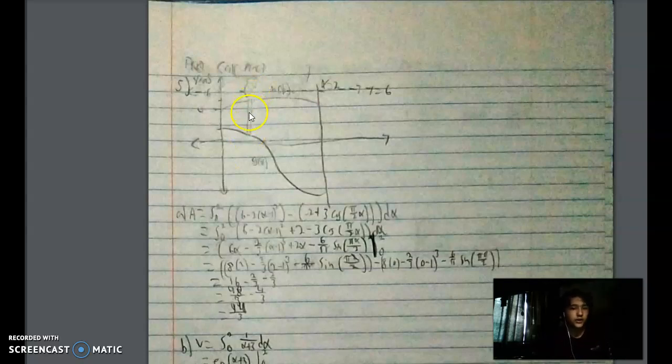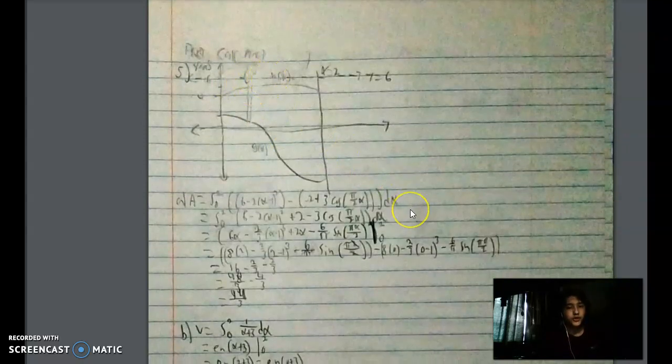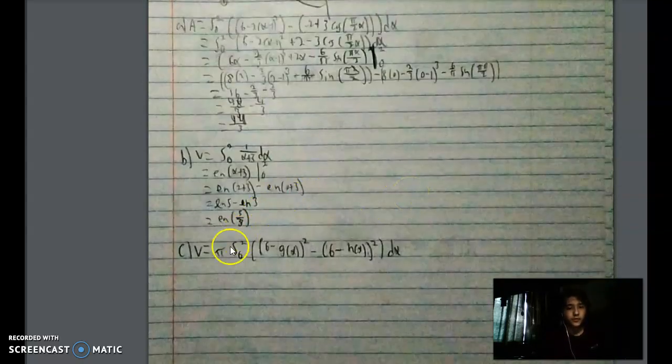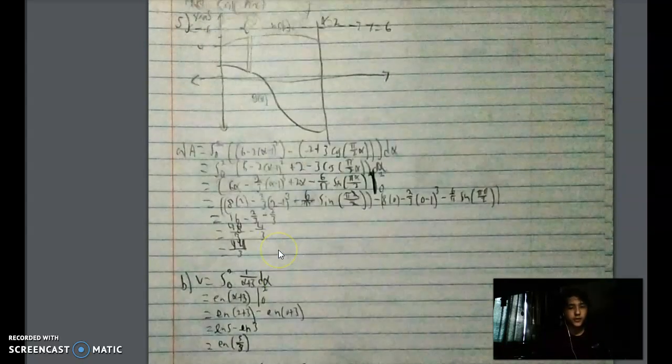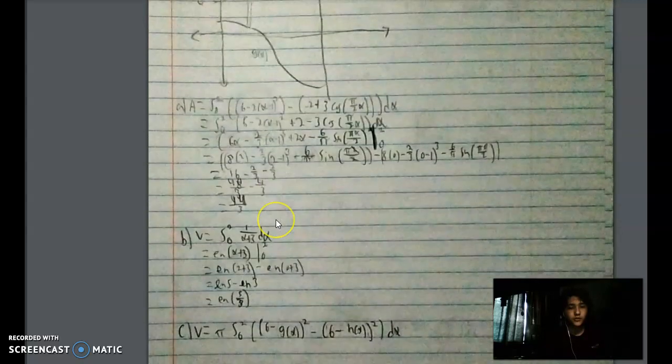I decided to do a vertical slice because I knew that if it was a horizontal slice, it would be between different lines at different points, which just makes life difficult. So instead, I did a vertical line. That means I'm doing the washer method because the line is not touching my axis of rotation. And so then I'm just plugging that in: V equals pi, integral from 0 to 2, and then 6 minus g of x, because that gives me this distance, and then 6 minus h of x gives me this distance. When I subtract them, I get the distance in between.